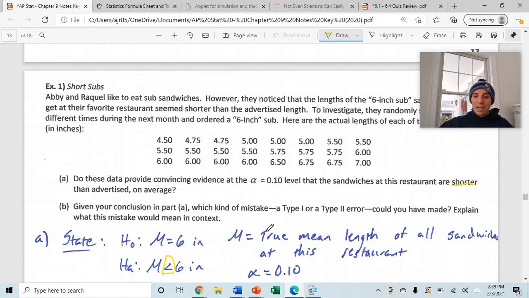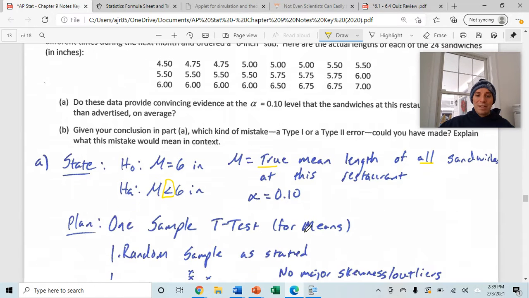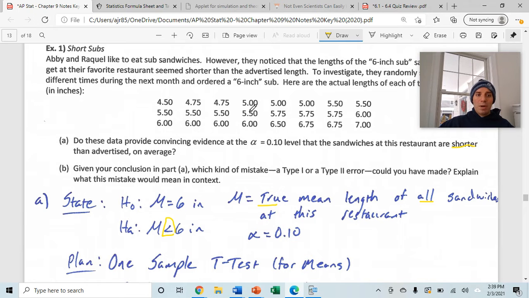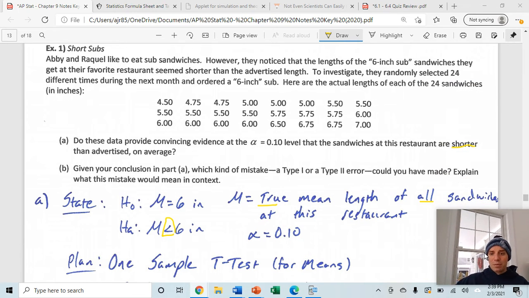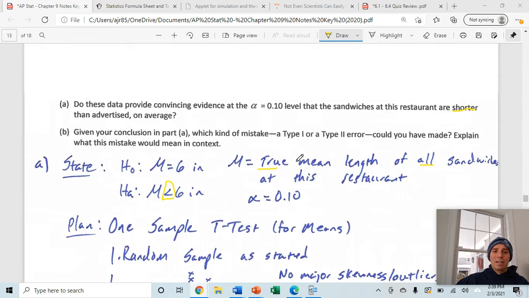What does mu represent? Mu is the true mean length of all sandwiches at this restaurant. Notice it's the true mean length of all sandwiches at this restaurant. Significance level is 0.10. We're running a one sample t-test for means. Let's check our conditions. Condition number 1, was it a random sample? So if we're taking a look here, we see that it says they randomly selected 24 different times. So our randomness condition is met.